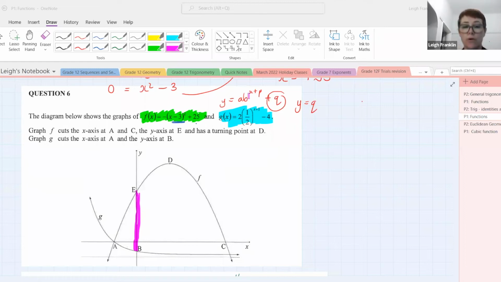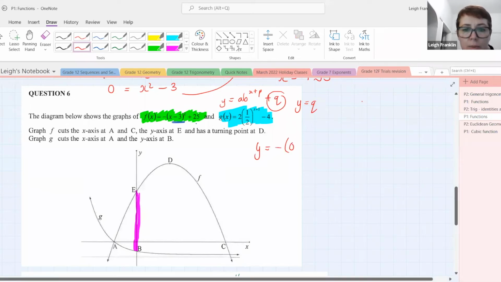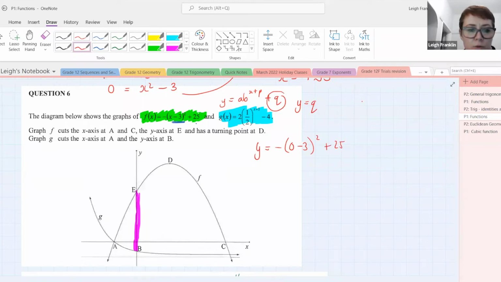Make x equal to 0. Yes, I like that idea. Absolutely. So we're going to make x equal to 0. Now we've got y equals -(0 minus 3) squared plus 25. So this is equal to -9 plus 25. So the answer would be 16. So at E, the coordinates are 0 and 16.